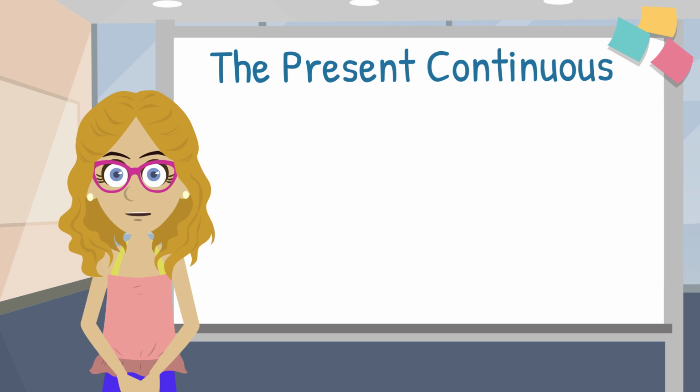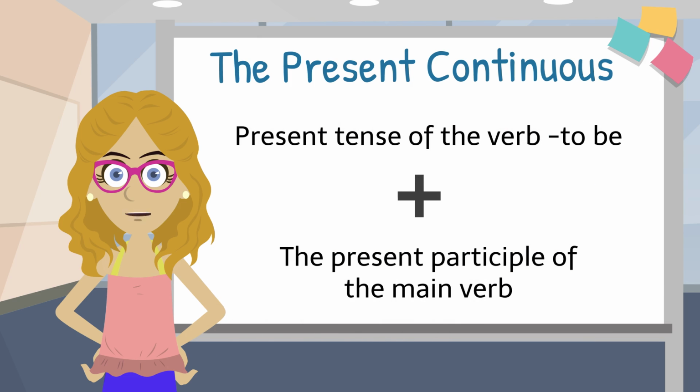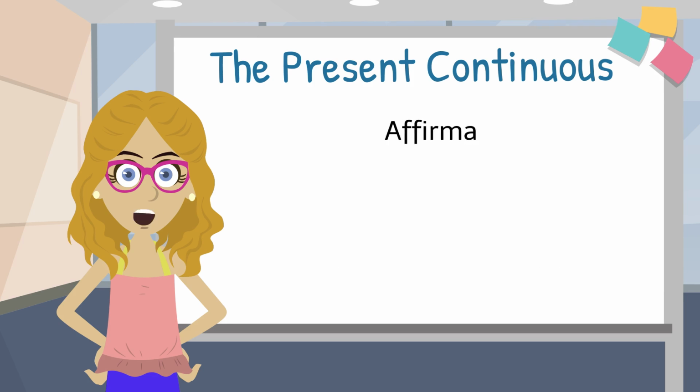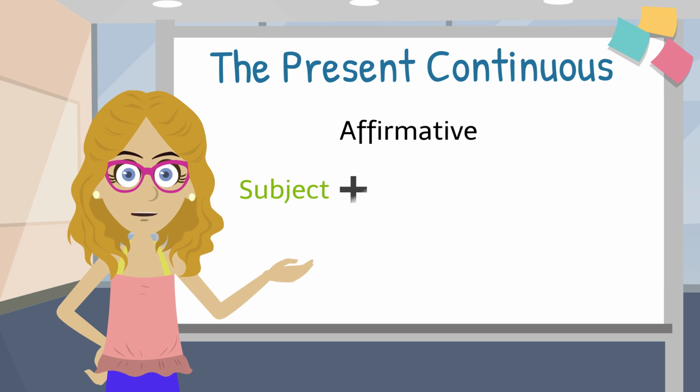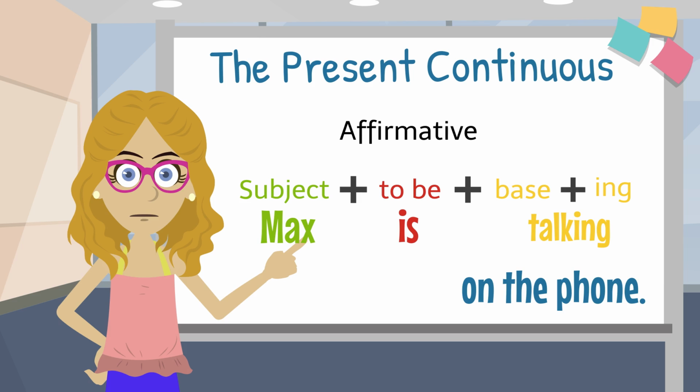The present continuous is made of two parts, the present tense of the verb to be plus the present participle of the main verb. This is how we make the present continuous. Affirmative: subject plus to be plus base plus ing. Max is talking on the phone.